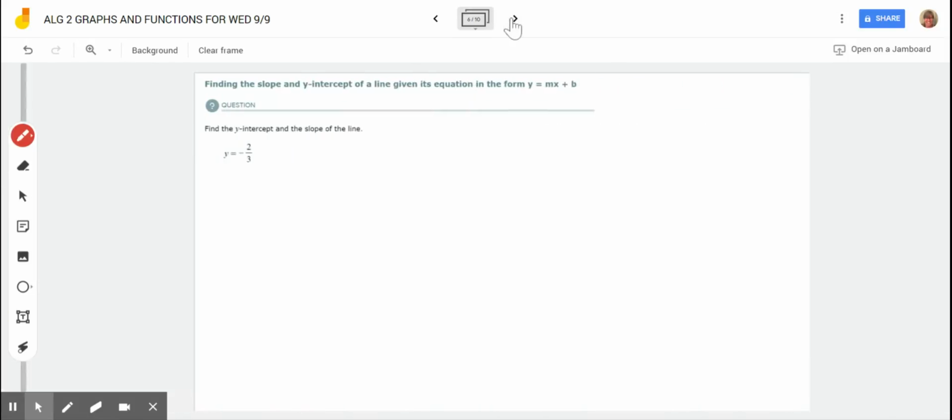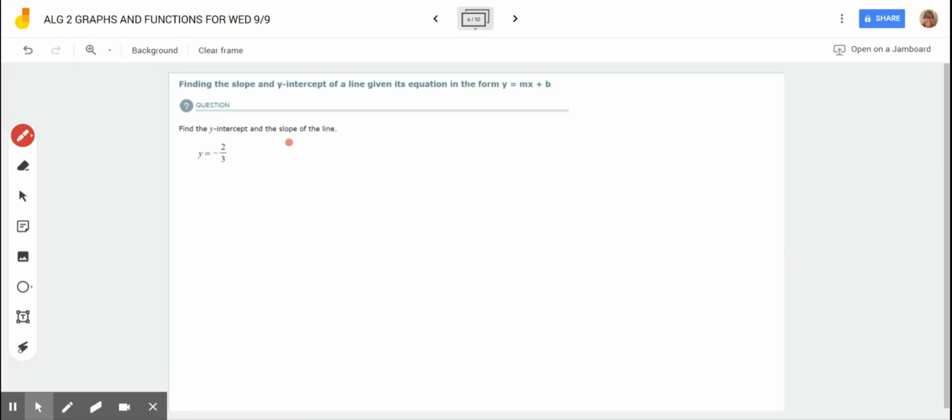Okay, let's take a look. Find the y-intercept and the slope of the line. You have y is equal to -2/3. It says find the slope and y-intercept given in the form of mx plus b. What you don't have is an x. So if you were to actually put this into this form, you would have to put a 0 in for x, just so you know.